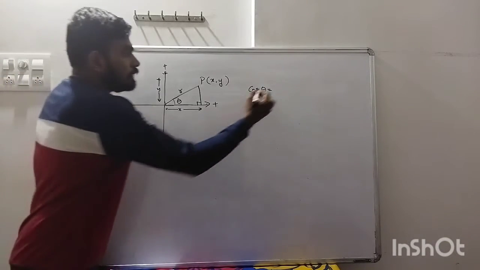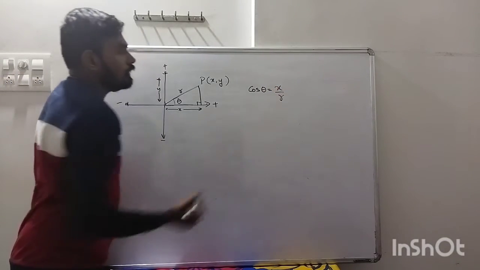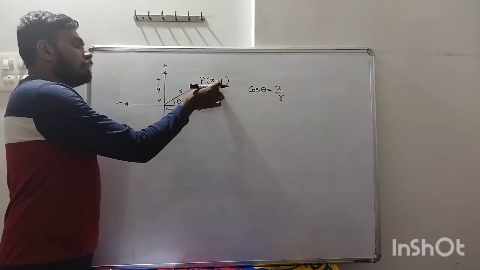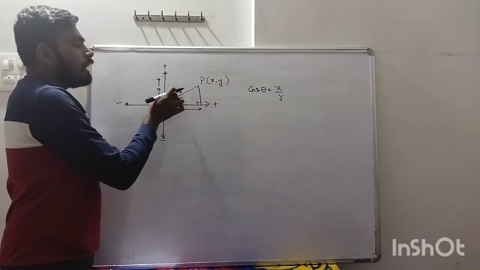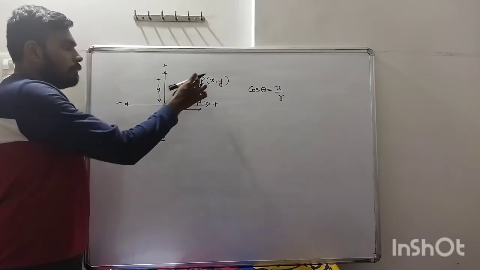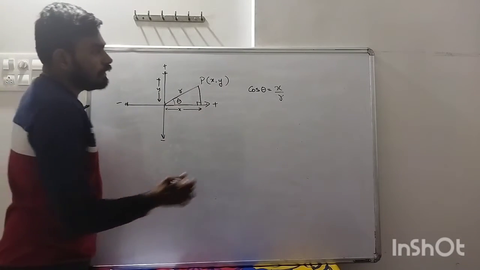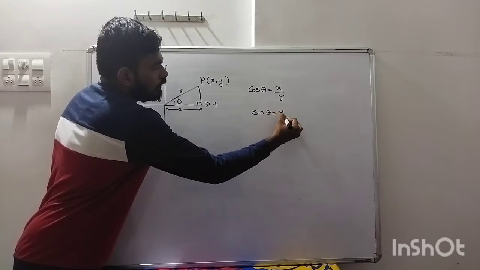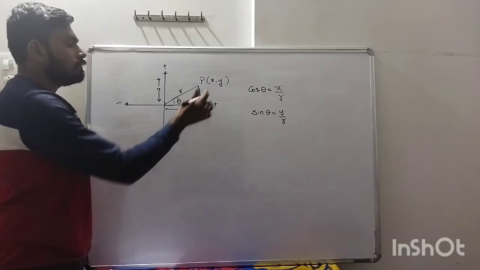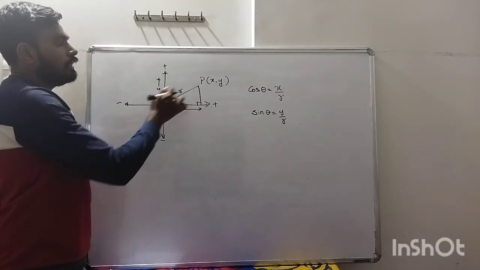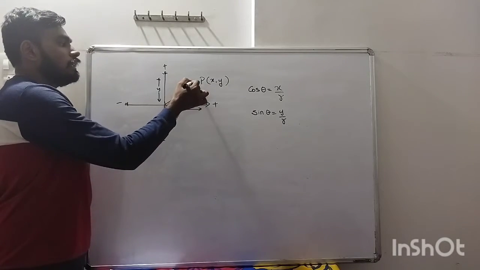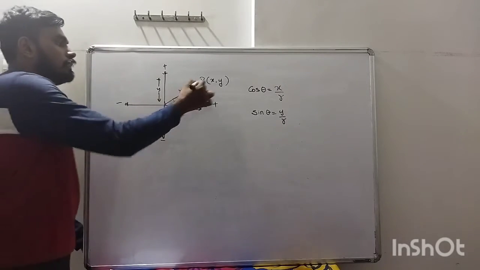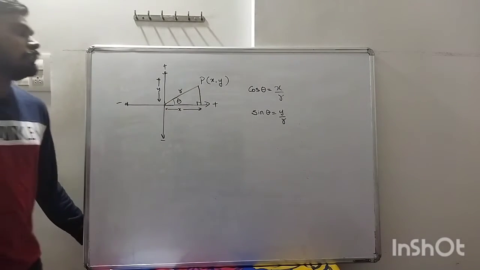So what do we write? Cos theta is x upon r. Remember, whatever point is there on the x-axis, that you have to write, and r is the hypotenuse. Similarly, sin theta is y upon r, where r is the radius. Actually, we take it as a circle and we consider this as the radius. Sin theta is y upon r.